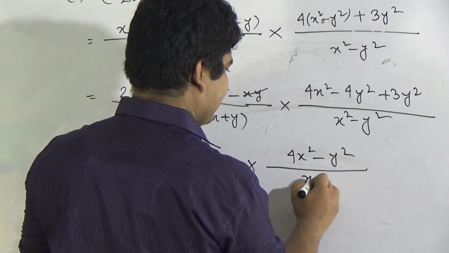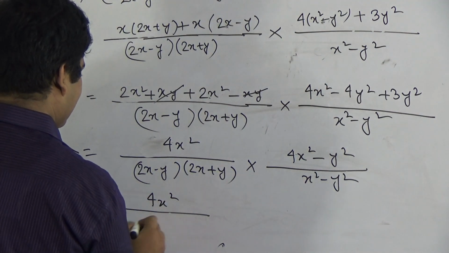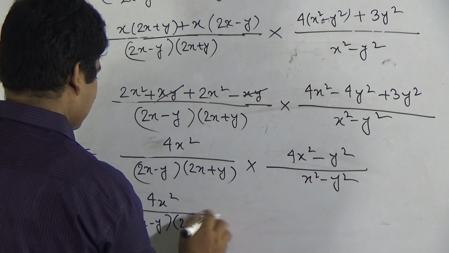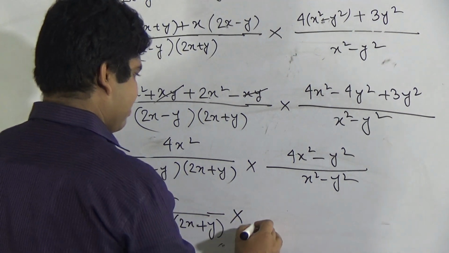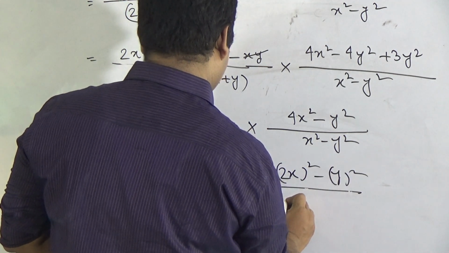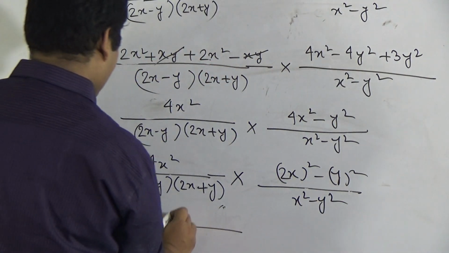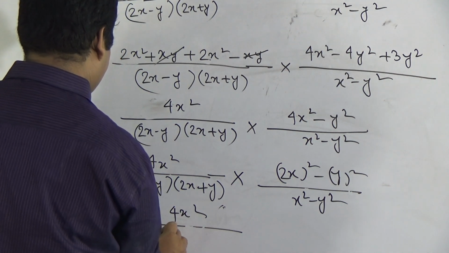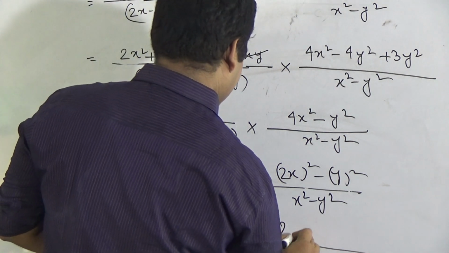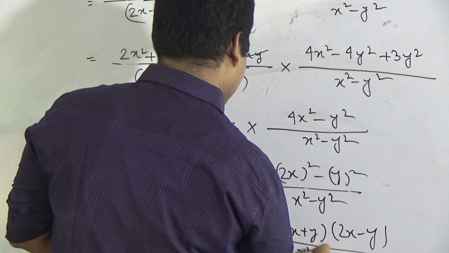Minus y² by x² − y². Dear student, 4x² and twice x minus y into twice x plus y, multiplied by, this is written as (2x)² − y² by x² − y². So 4x², twice x minus y and twice x plus y, this can be written as twice x plus y, twice x minus y, divided by x² − y².